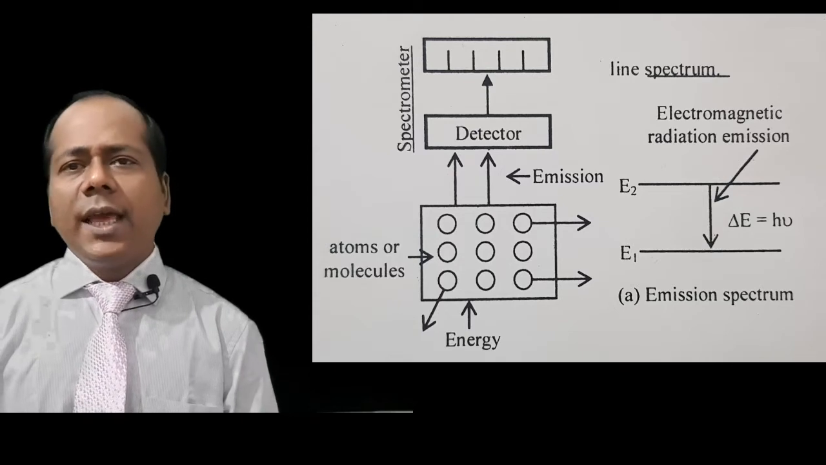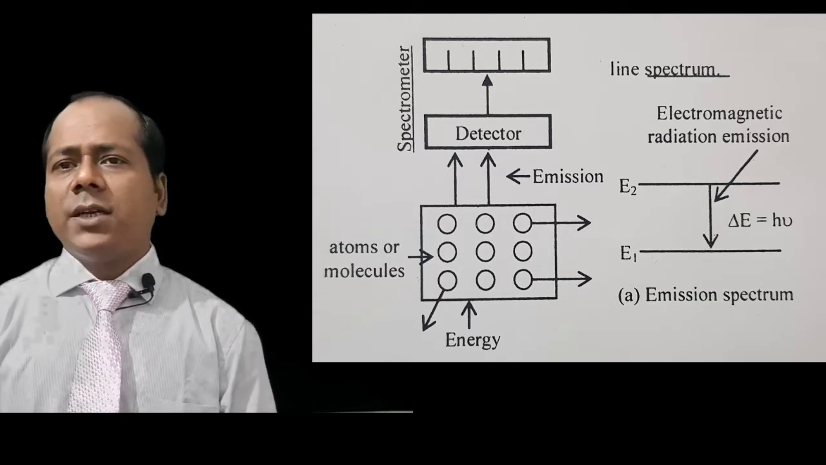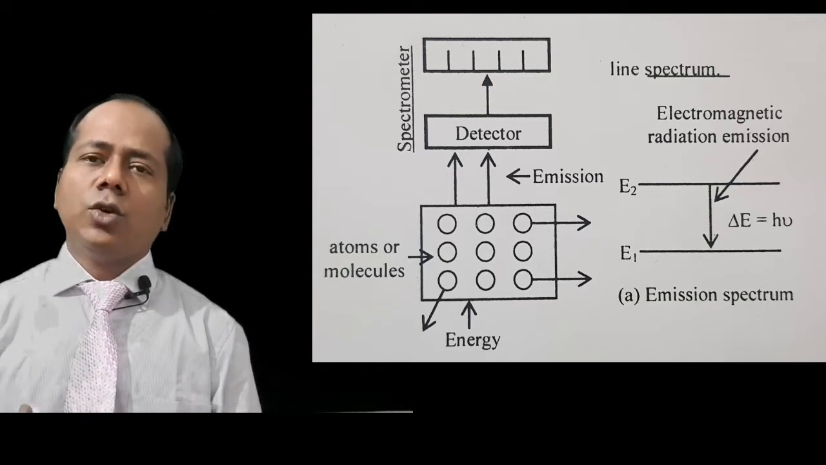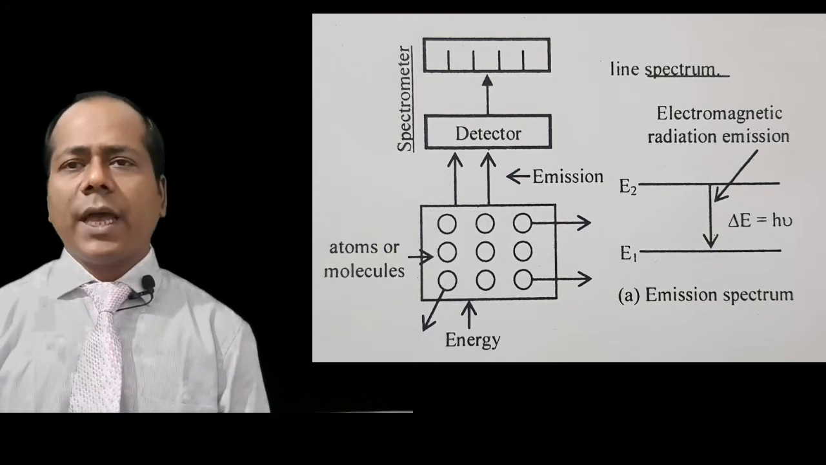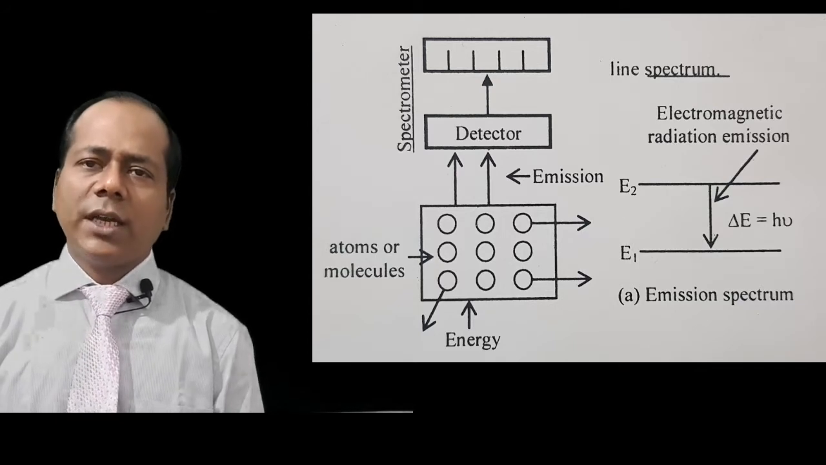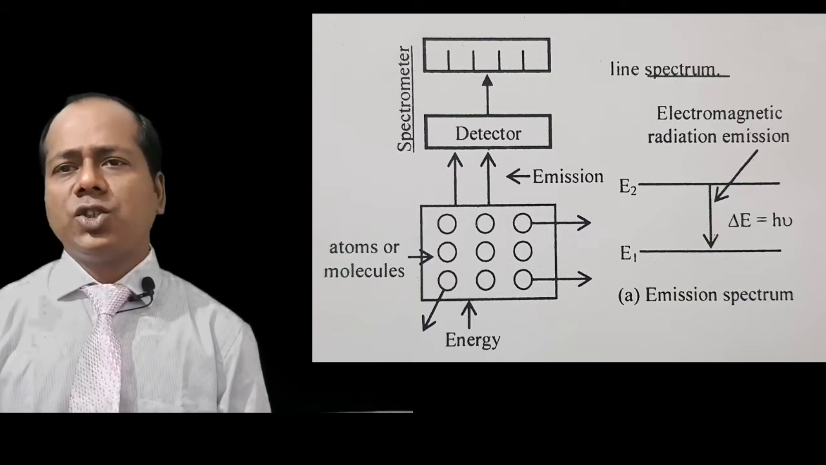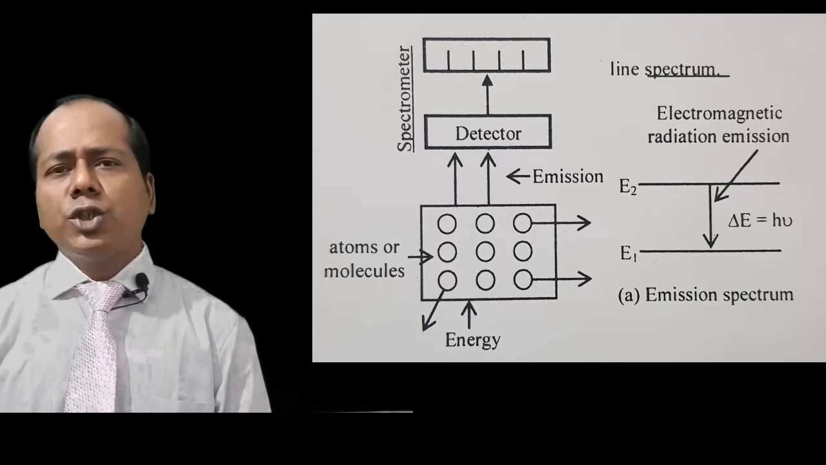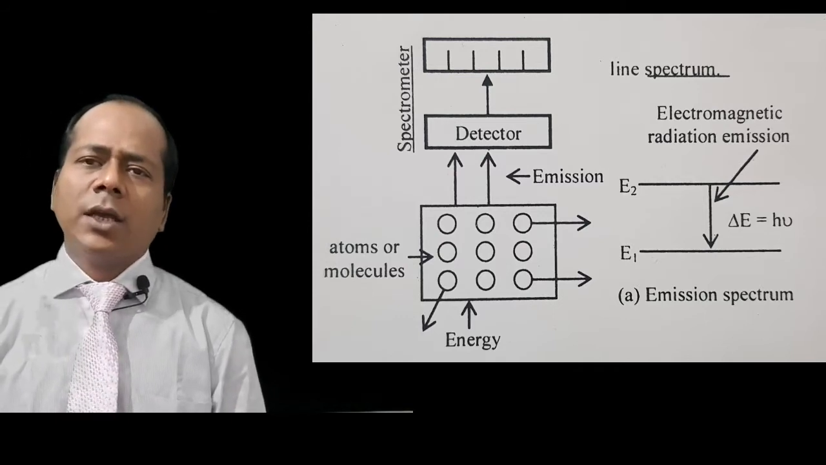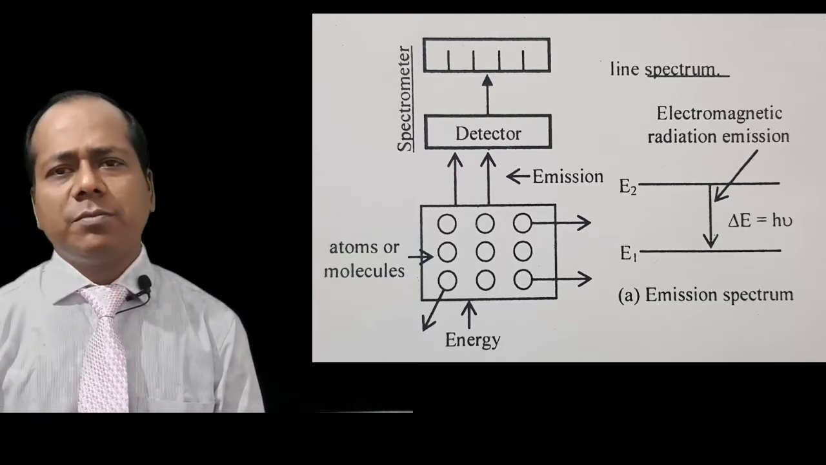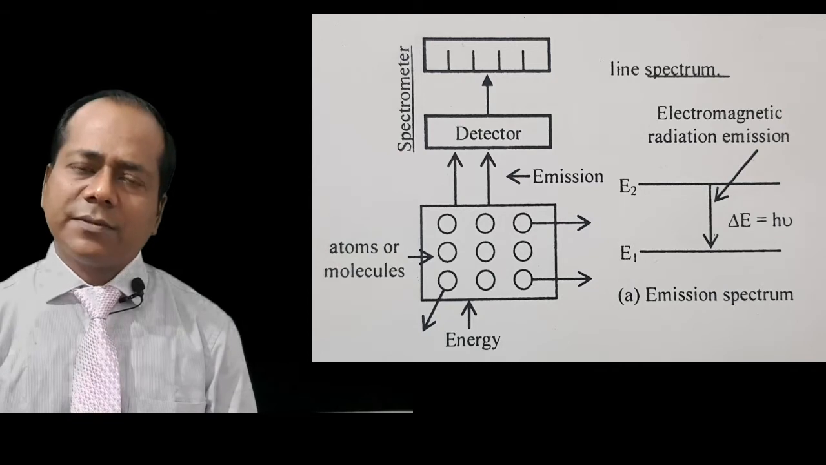Now, atomic emission spectra. When electric discharge is carried out through the gaseous atoms of an element in a glass tube at low pressure, the electrons of the atom absorb some energy. After absorbing the energy, the electrons move from a lower energy orbital to a higher energy orbital. Within a very short time, the electrons return to the lower energy state. The absorbed energy is then emitted by the atoms as radiation.